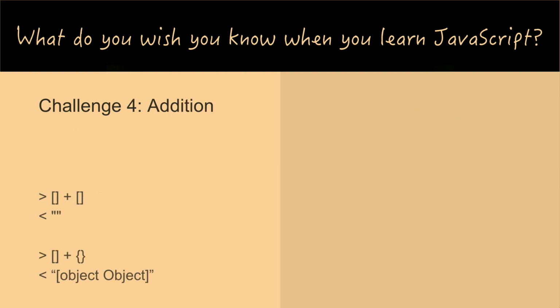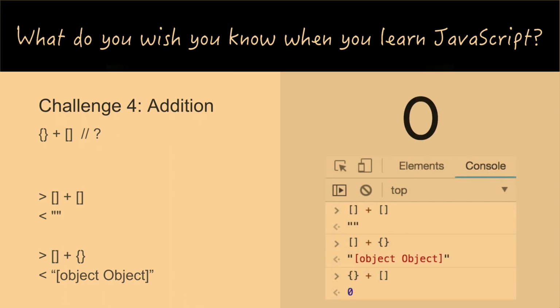So the last one is addition. Two empty arrays plus each other give an empty string. And if you add an empty array with an empty object, the result is also a string, but it's "[object Object]". So the question is, what's the result of an empty object plus an empty array? It's hard, right? But you can see the result is 0.